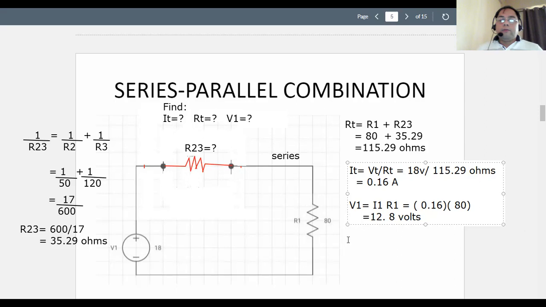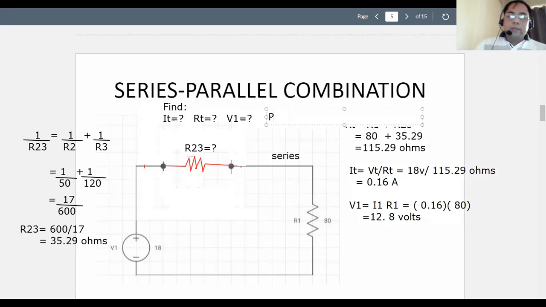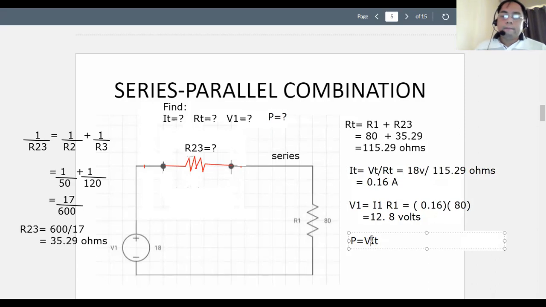Now, let's say we will find the power. So, another value that we will get. How much is the power in the circuit? Now, if you're trying to find the power in the whole circuit, then maybe we can use the product, which is V times I, or that's V total times I total, because we are looking for the power of the whole circuit.